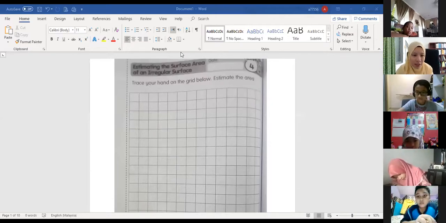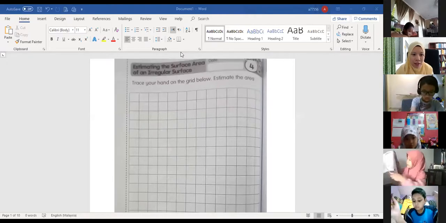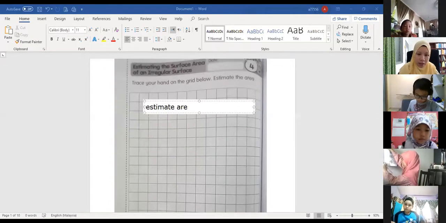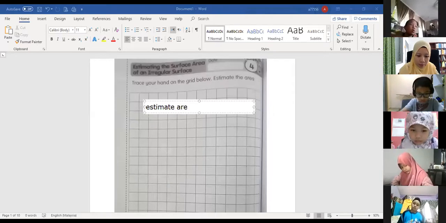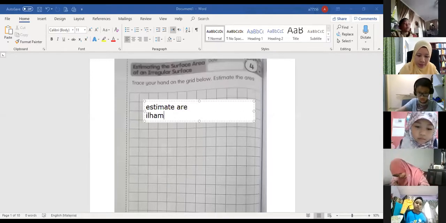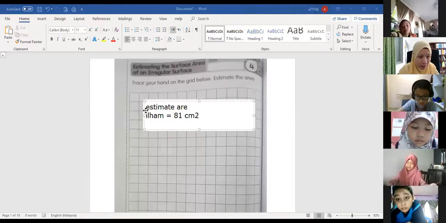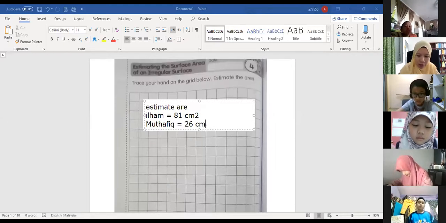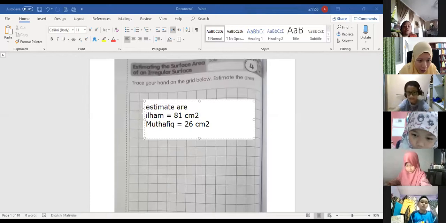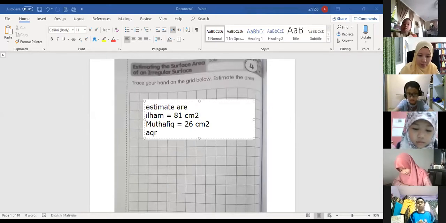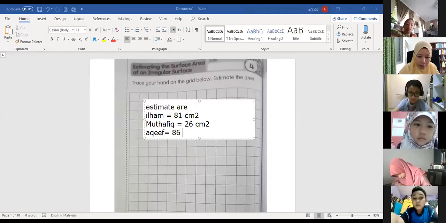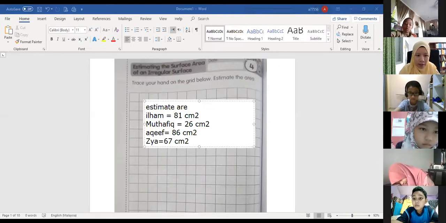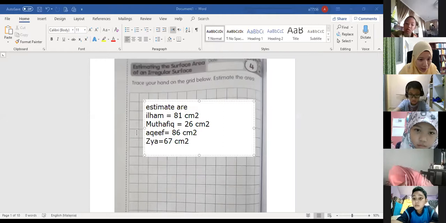Okay, I will write the answer here, the area. Okay, the hand area. Estimate area. This one is estimate area. Okay, students, estimate area. Ilham is 81 cm squared. Okay. Mutakif 26, I think you have to check back. Mutakif is 26 cm squared. Who else has given the answer? Okay, Akif, 86 cm squared. Zia, okay, so Zia, the answer is 67 squared.